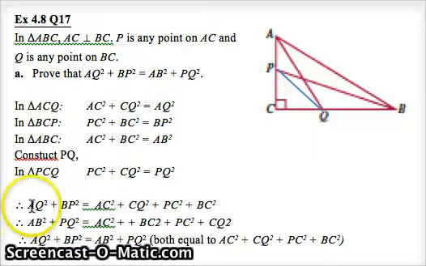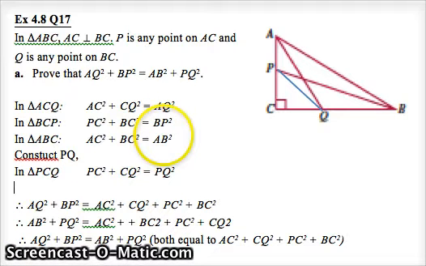Now, we start off here and we say therefore AQ squared plus BP squared is, we can see that AQ squared is AC squared plus CQ squared, so we write that in. We know that BP squared is PC squared plus BC squared, so we write that in. We can stop there. We can look at the other side of the equation, which is AB squared plus PQ squared. We can write those out and substitute the expressions that we've got for those as well.